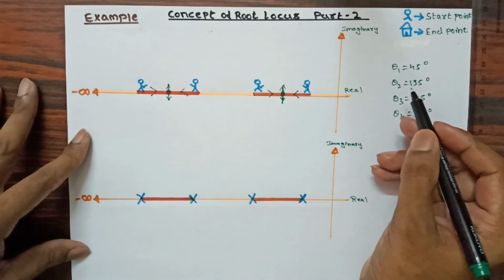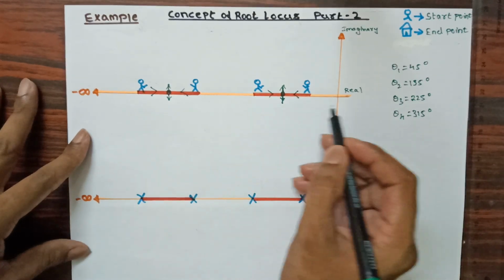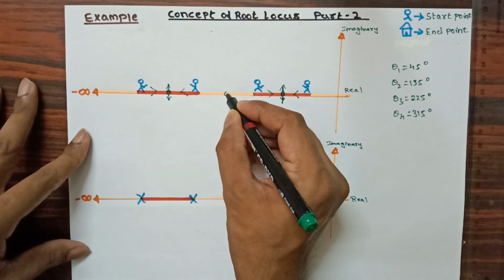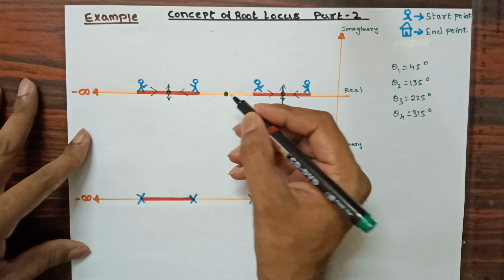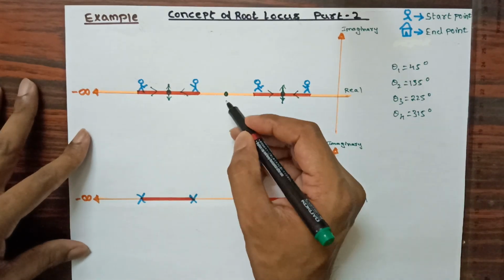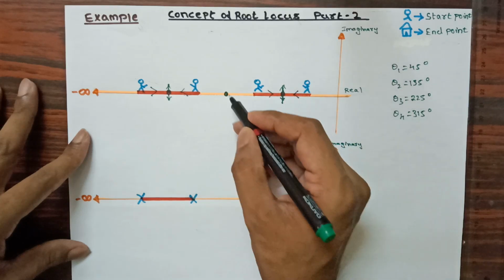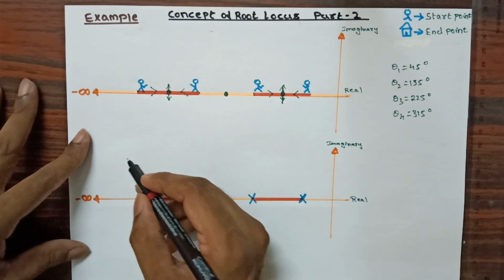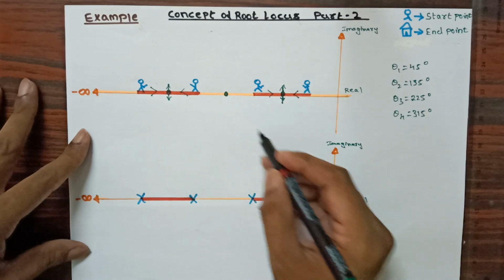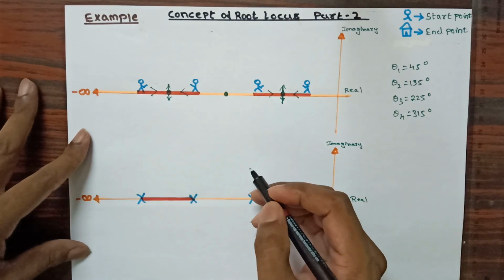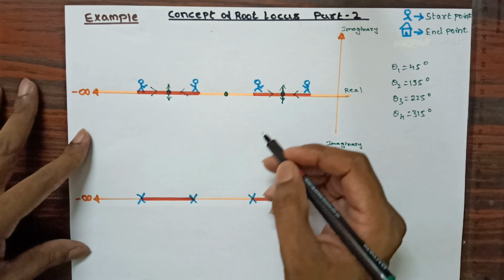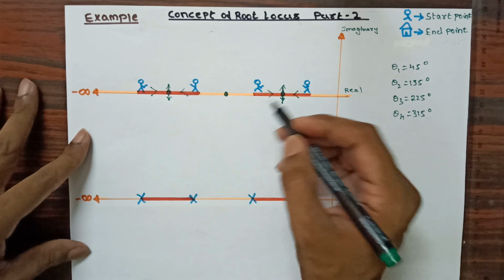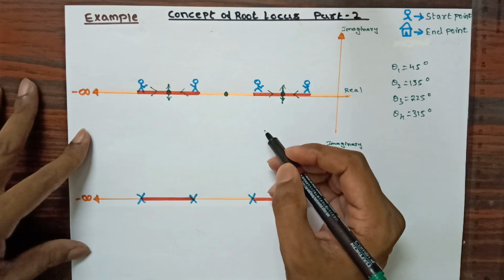To provide these angles I need a point on this x-axis. So I will select one point somewhere here, and with respect to this point I am going to draw 4 different angles: 45 degrees theta 1, 135 degrees theta 2, 225 degrees theta 3, and 315 degrees theta 4. In this way, by drawing the angles, we show the angle to these persons, and looking at that angle they are going to move towards the infinite destination.